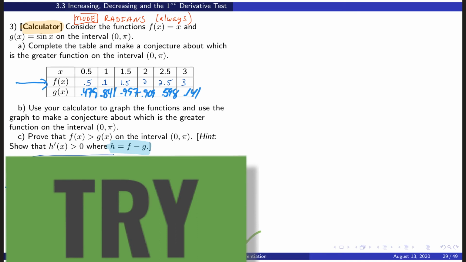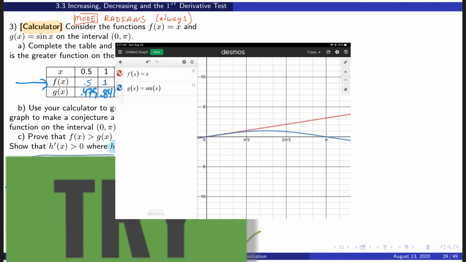So part B says use your calculator to graph the function. Use the graph to make a conjecture about which is greater function in the interval 0 to pi. So I used Desmos. You probably used your graphing calculator, but according to Desmos, it looks like y equals x is greater than y equals sine x.